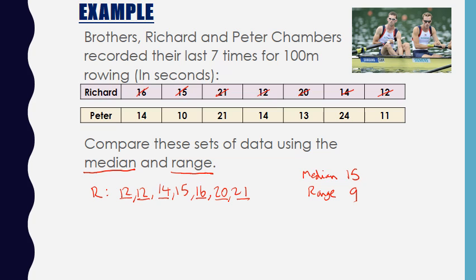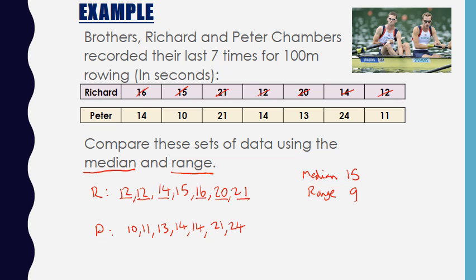We can do exactly the same for Peter. So put all of his numbers in order as well. So we've got 10, 11, 13, 14, 14, 21 and 24.